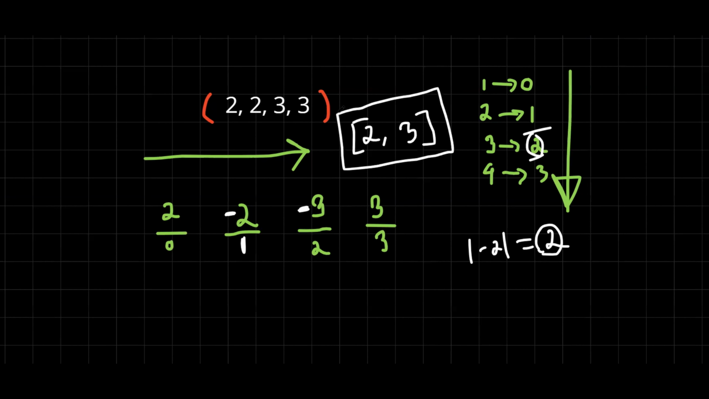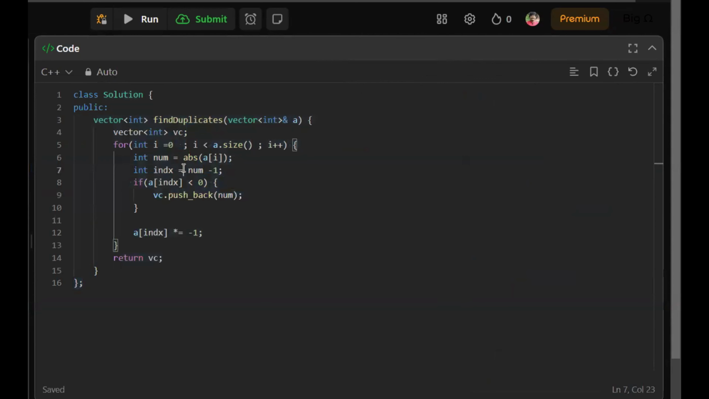I hope you understood the algorithm. Now let's move on to the code. In this problem, the code is pretty simple. At first, we are given a function named findDuplicates, which has a parameter vector. Here, we are using another vector to store the answer. Now we have to iterate through each element of the input array from left to right.